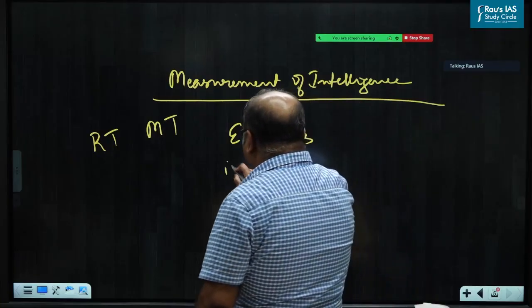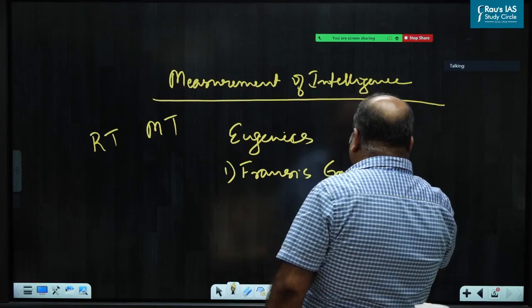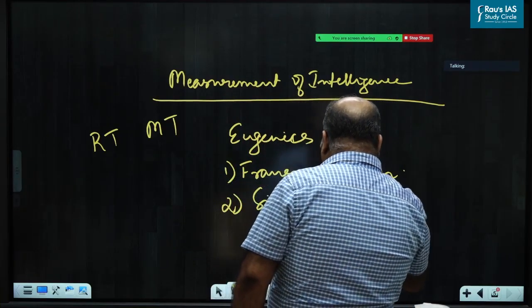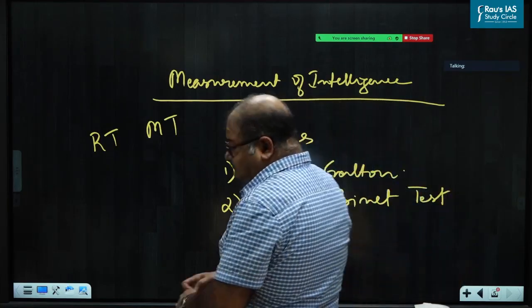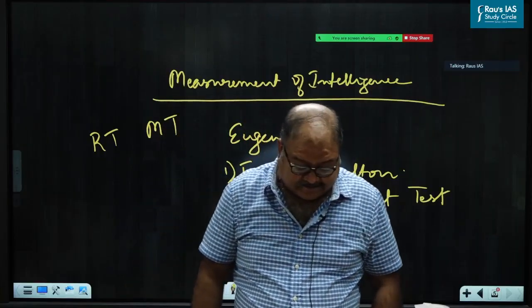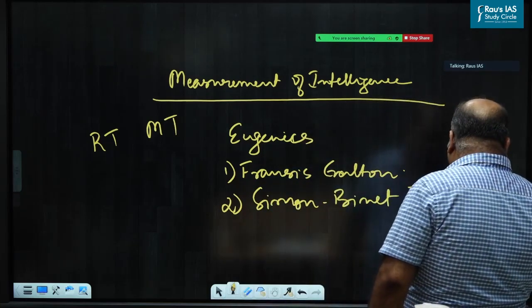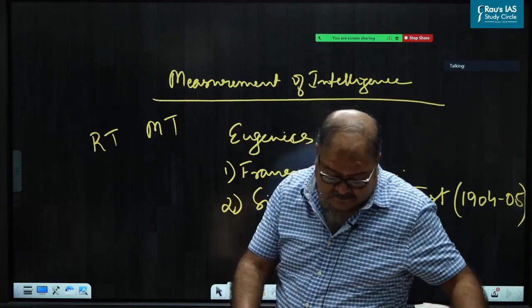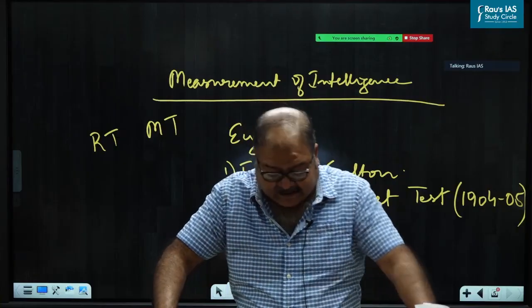तो पहला तो जाल्टन, फ्रांसिस जाल्टन. Then comes Simon Binet test, 1904-05. इसको बिनेट नहीं बोलेंगे, बिने. ठीक है, साइमन बिने.